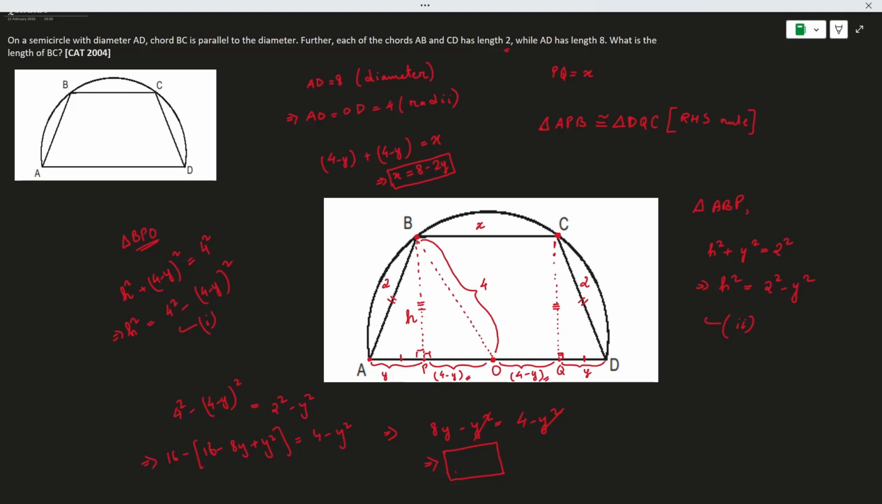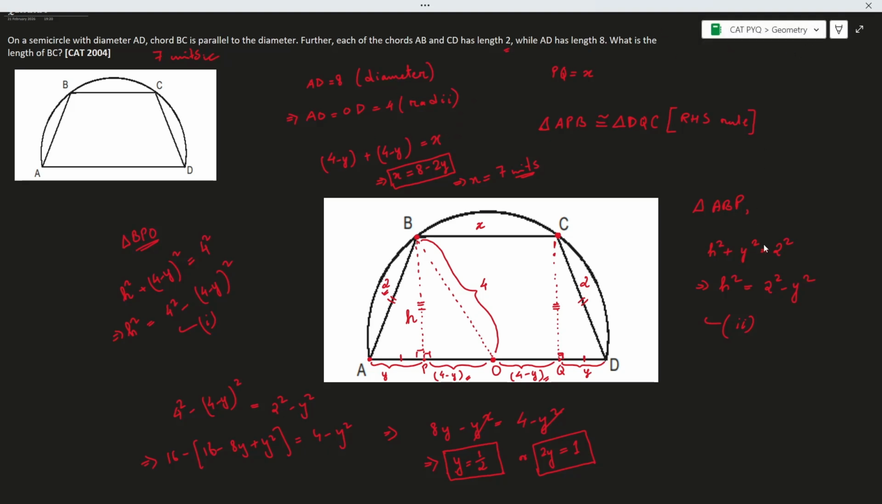So see, in this triangle, I already have the hypotenuse as 2. That means y must be less than 2, right? So this can be said that y is equal to 4 by 8, which is half, or 2y is equal to 1. Substitute the value of 2y in this equation. From this, I will get x equal to 8 minus 2y. 2y is 1, so 8 minus 1 is 7 units. Hence, the length of BC is 7 units. So the correct answer is 7 units. Very good question.